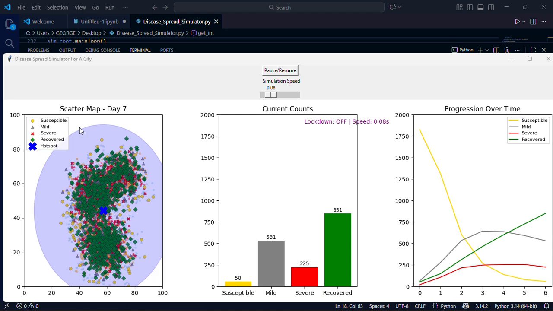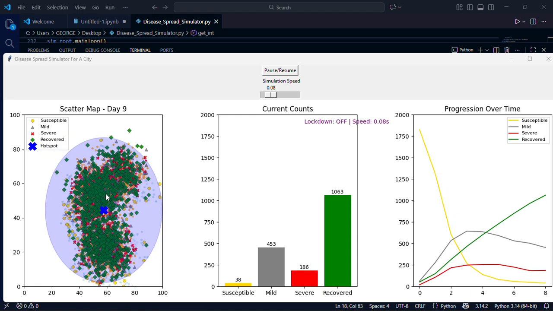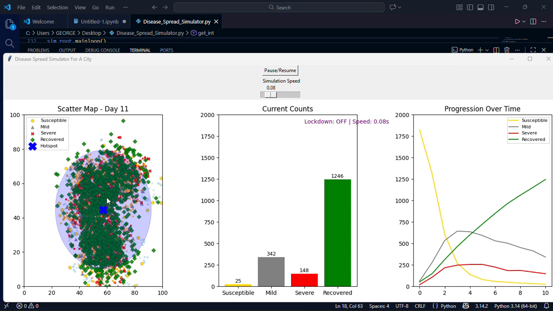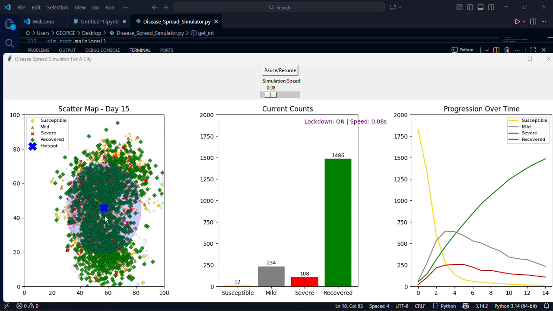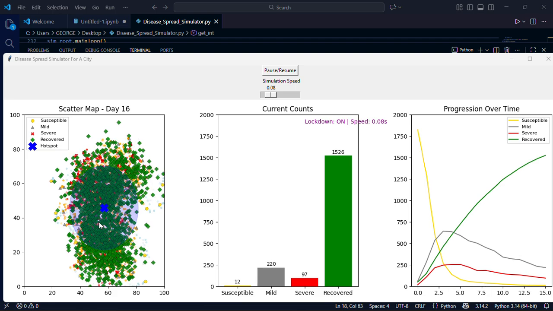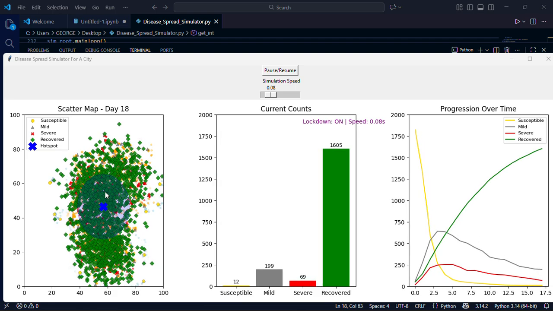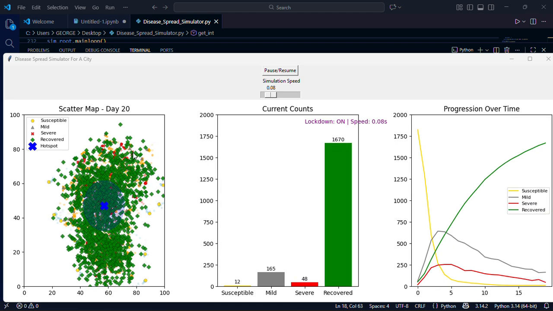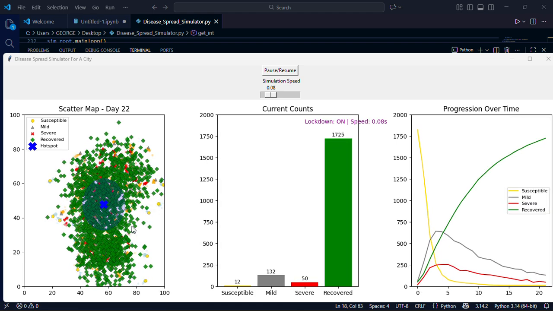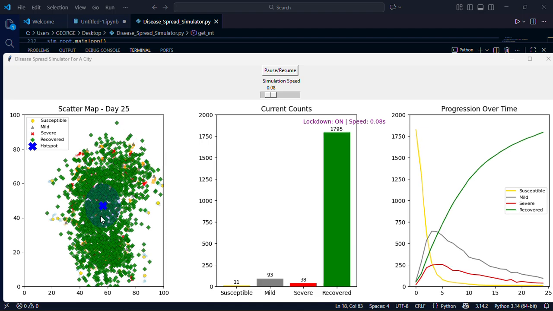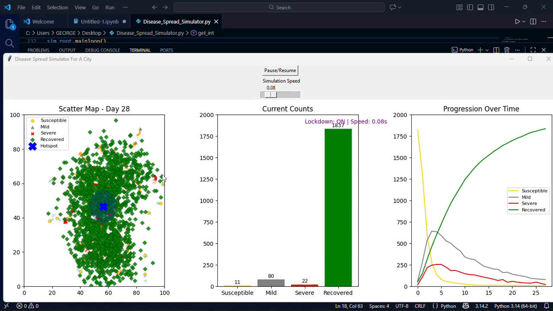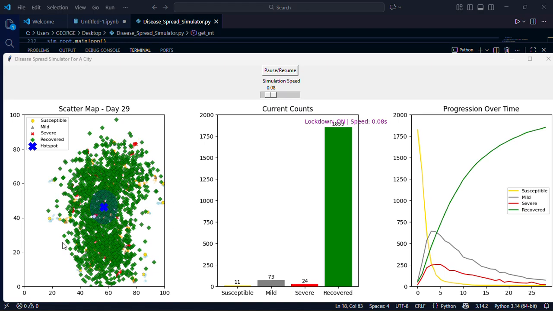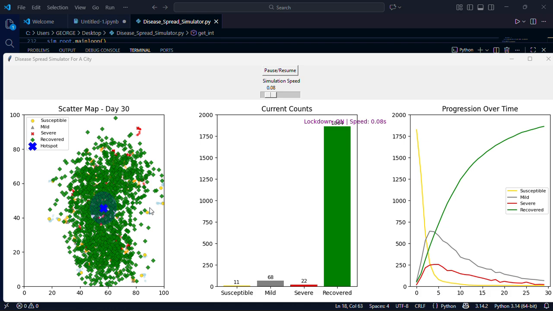So one on a scatter map. So the green here indicates those who are recovered. There's a hotspot that indicates severity of disease spread. There are yellow portions that indicate those who are susceptible. And note that these shapes indicate people moving in the city that are actually being infected, that are recovering and stuff.